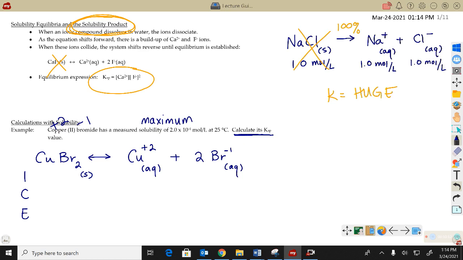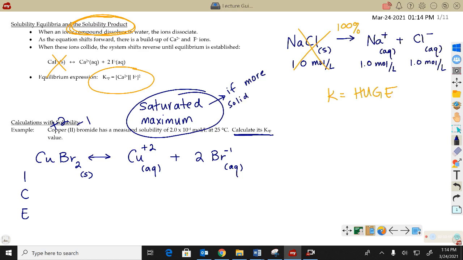Or if I had 500 milliliters, I would just divide in half. This is the maximum you can dissolve. And if you have that maximum amount dissolved, we say that the solution is saturated. So a saturated solution just means that you have dissolved the maximum amount it will hold. A way to tell that your solution is saturated is that if more solid is added, it will not dissolve.